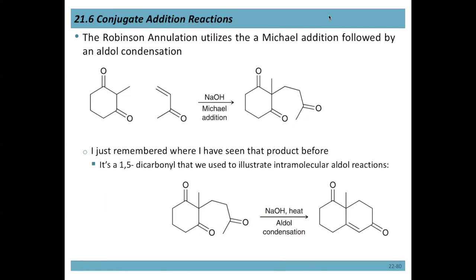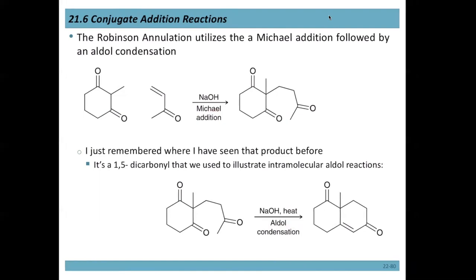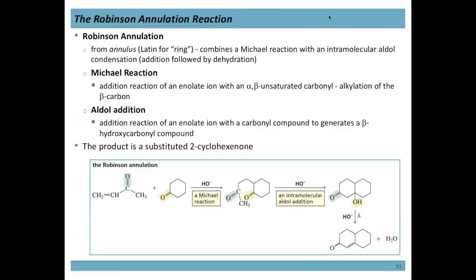Now this is a two-step reaction. It's a Michael reaction followed by an aldol reaction. And instead of calling it a Michael reaction followed by an intramolecular aldol reaction, we give it the name of the person that discovered it, which is the Robinson annulation reaction. Annulation comes from annulus, or ring formation. And again, all Robinson did was combine a Michael reaction with an intramolecular aldol reaction and got his name on a reaction.